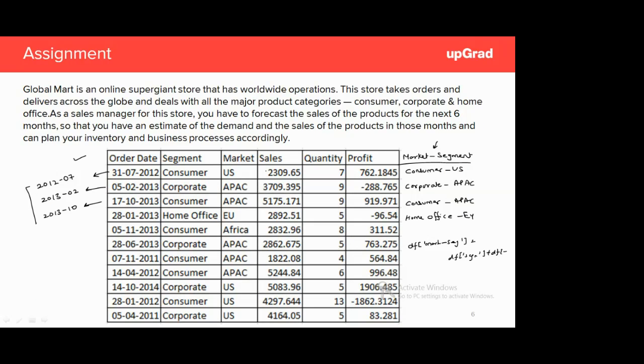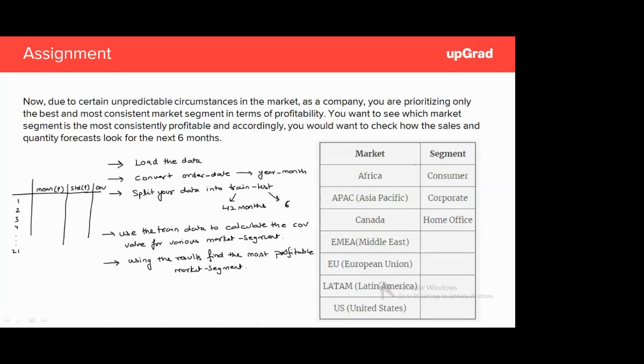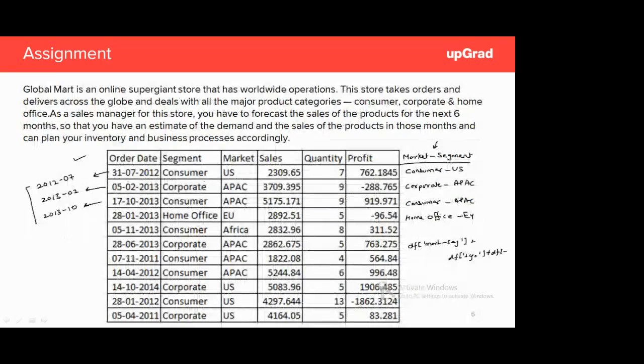So you will be using your complete data. It will be better if you create market segment in the original data. So I would suggest that before that, you create the market segment column for the complete data. Now what is the advantage of this? The advantage is that once you have identified the most profitable market segment, you can use that particular market segment to filter your complete data.